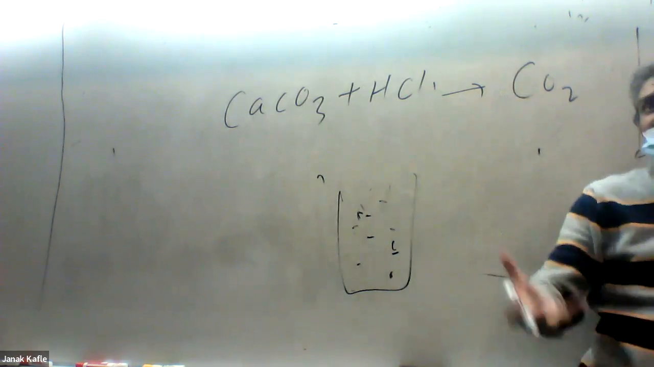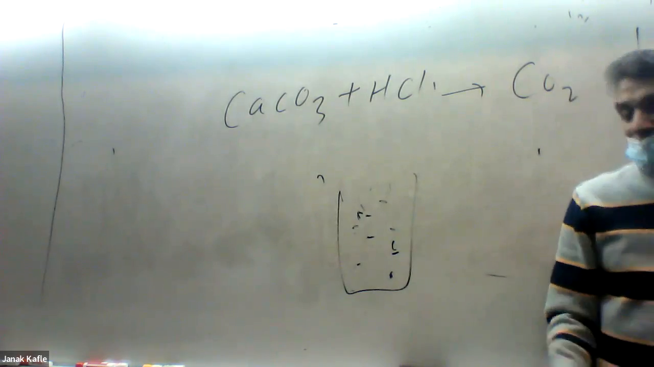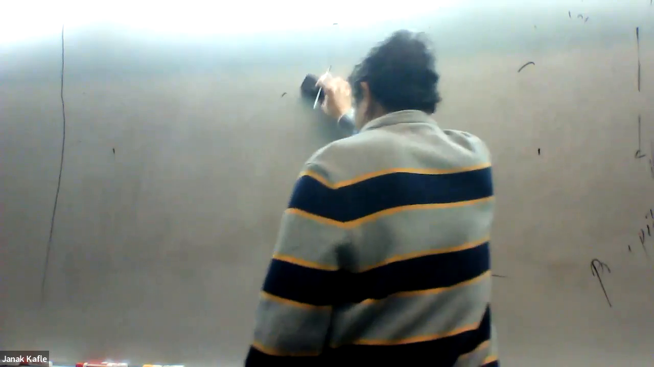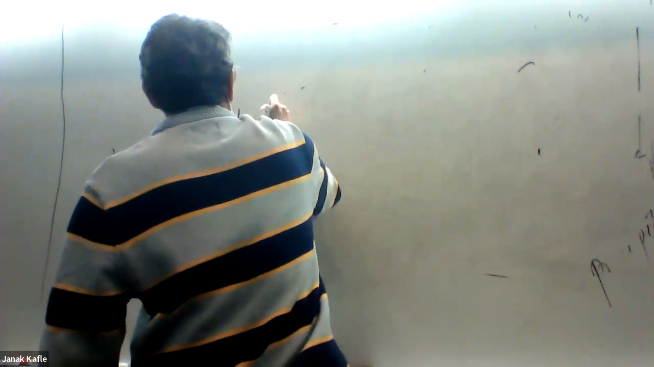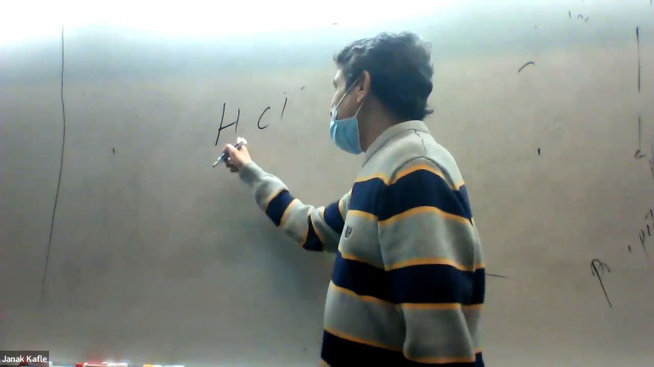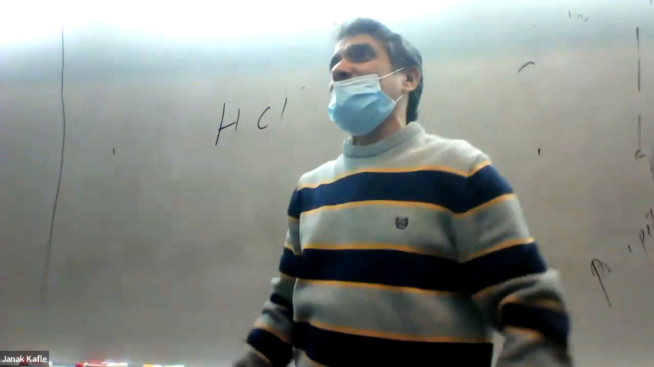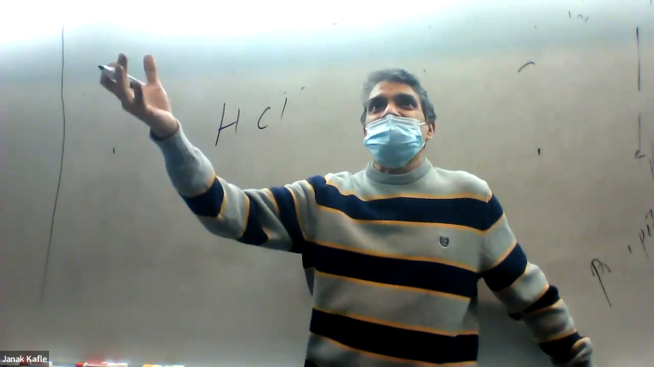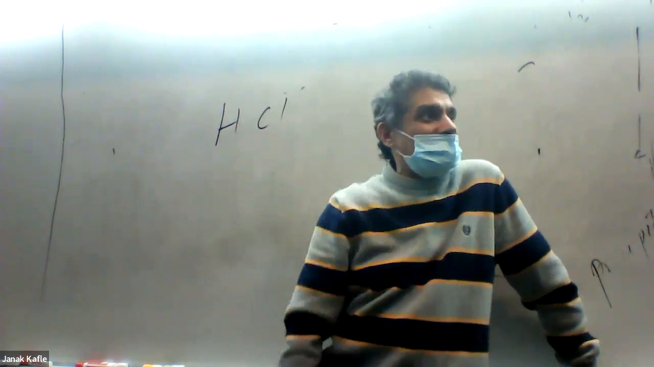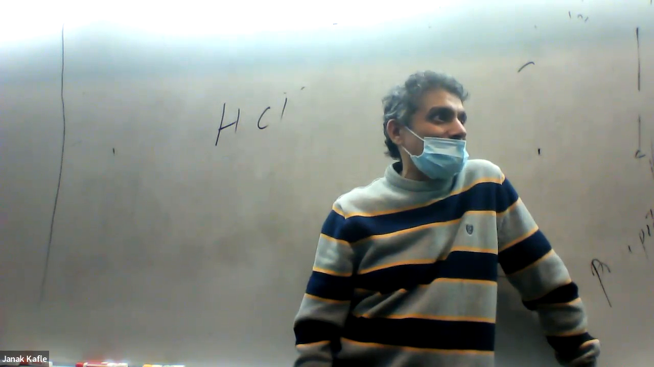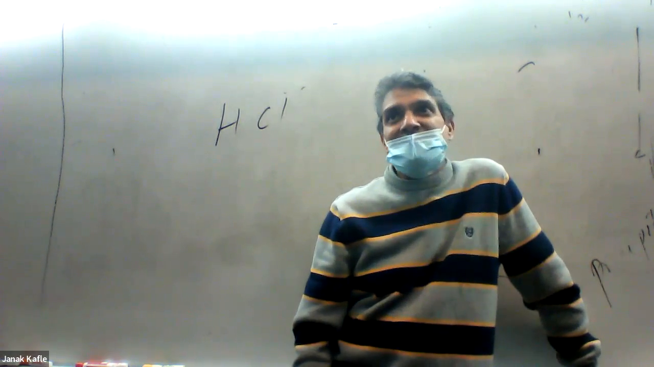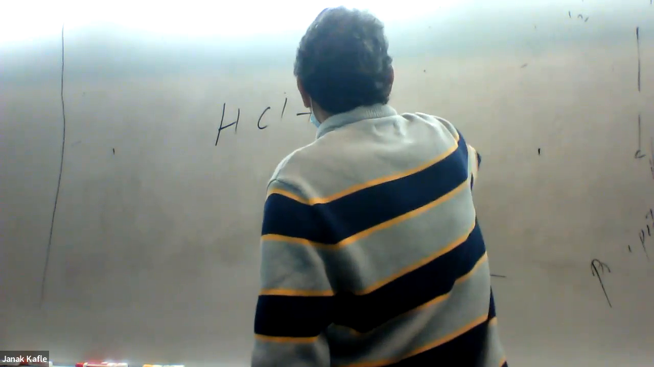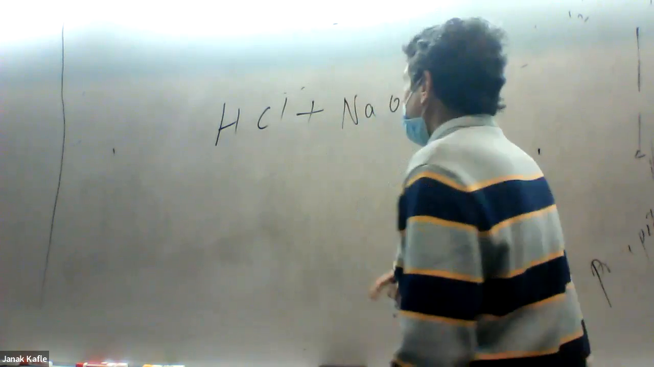Sometimes you see gas coming out from the reaction, and sometimes a weak electrolyte forms. Let me give one example. Let's say HCl. HCl is a very strong electrolyte. Hydrogen with chlorine, hydrogen with bromine, hydrogen with iodine, or hydrogen with polyatomic ions like NO3 or SO4: those are very strong electrolytes. Now you mix this with another guy, NaOH. This is also very strong.